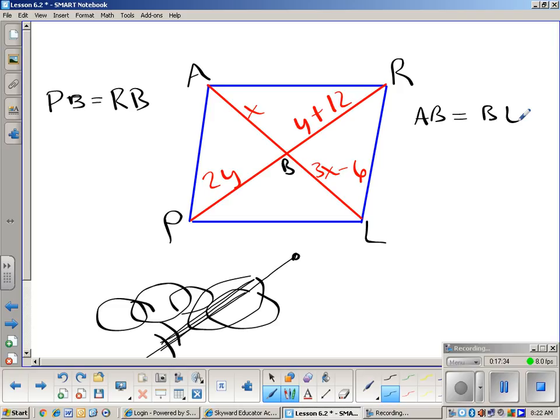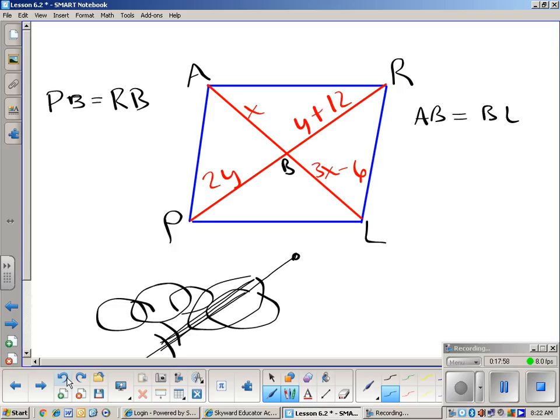Diagonals of a parallelogram bisect each other. Meaning if this is a parallelogram, then those diagonals are going to cut each other into equal pieces. Not all four equal to each other, but opposite ends. This one equal to this one, and this one equal to this one. So now, I want to actually solve for x and y.